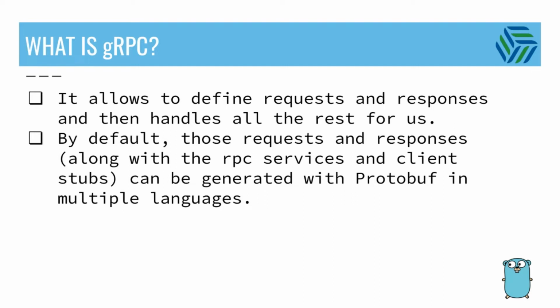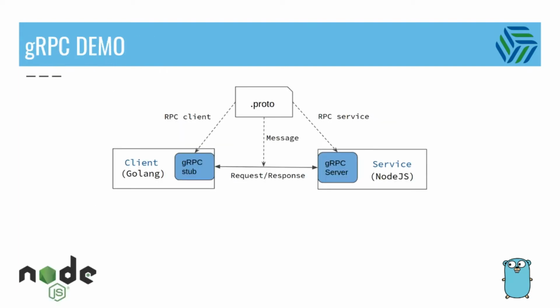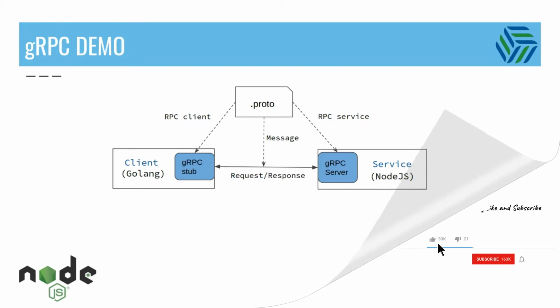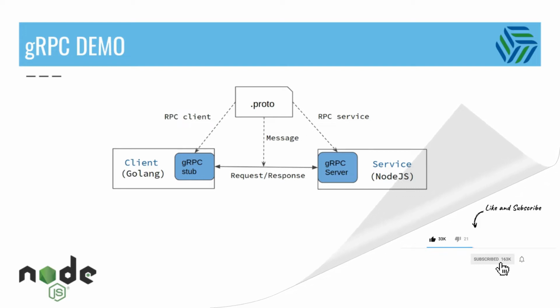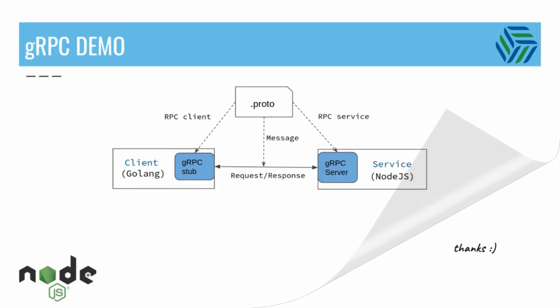By default, those requests and responses, along with the RPC services and client stubs, can be generated with Protobuf in multiple languages. For the demo, I'm going to create a proto file where I'm going to specify the messages and the RPC services, and then I'm going to implement the service in Node.js and generate the code of the client stub in Golang to invoke the service.